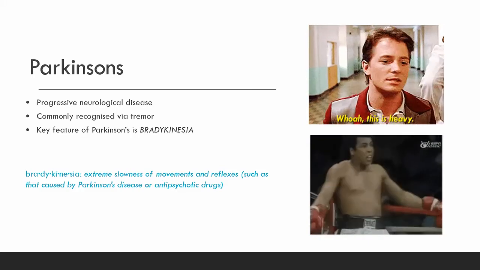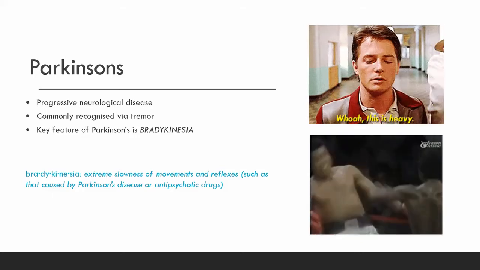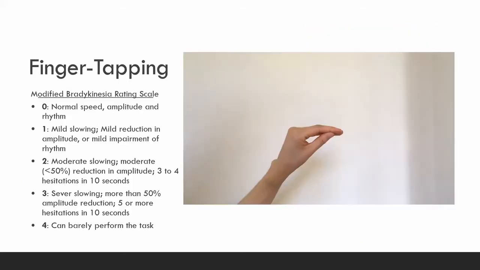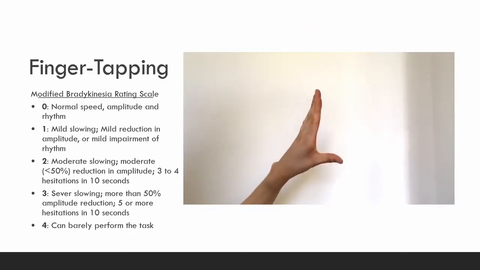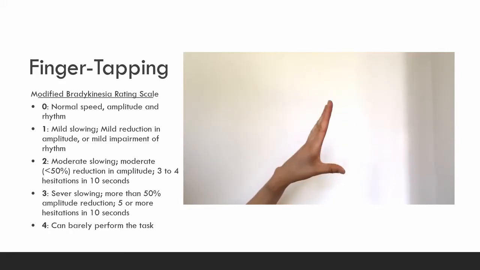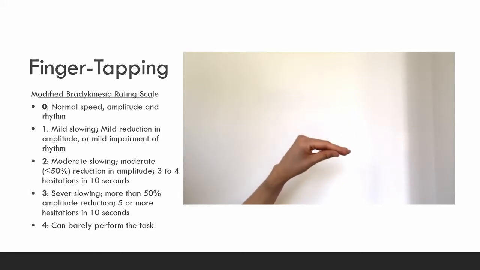The presence of bradykinesia is commonly assessed using a finger tapping test. During the test, a patient is asked by the doctor to tap their thumb and forefinger together as large and as fast as possible. They do this for around 10 seconds, and the doctor rates the amount of bradykinesia. There are two standard scales for this, but we consider just one here, called the Modified Bradykinesia Rating Scale, or MBRS.